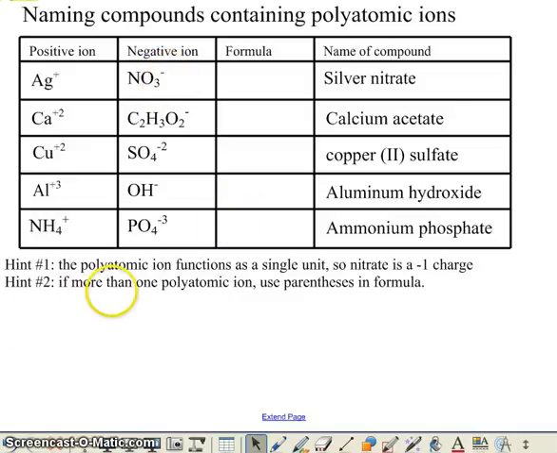Second hint, this is the tricky part. If you need to use more than 1 polyatomic ion, put parentheses around it, and then after the parentheses, use a subscript to indicate how many polyatomic ions you used.